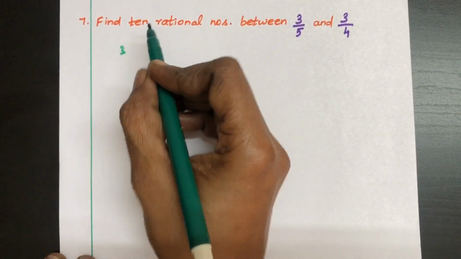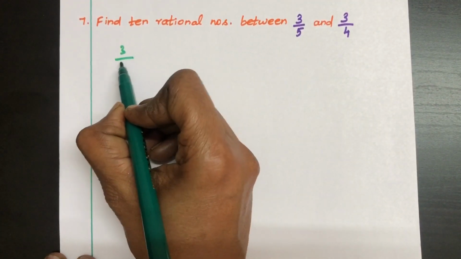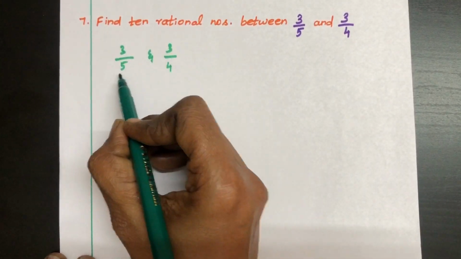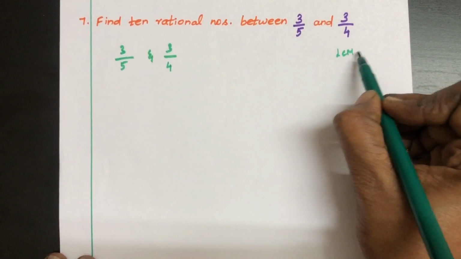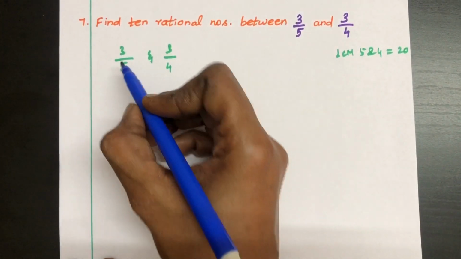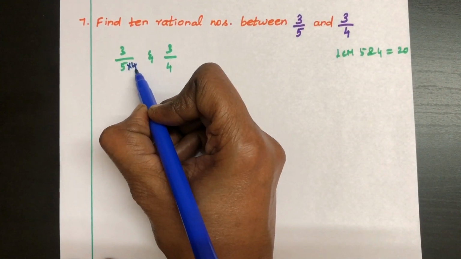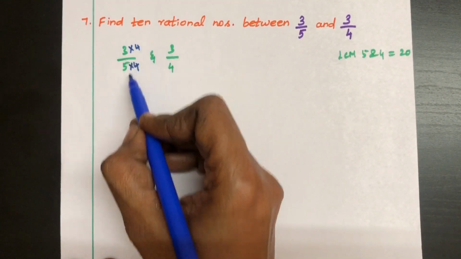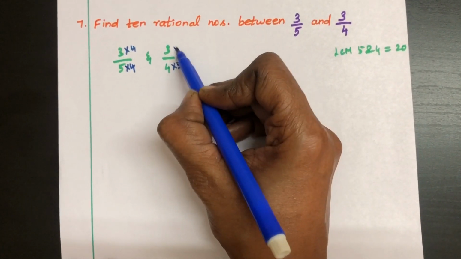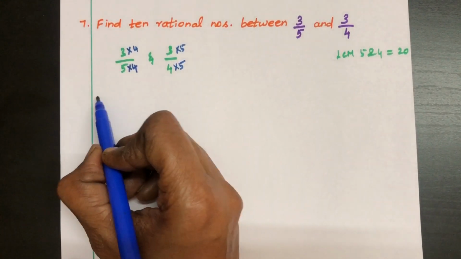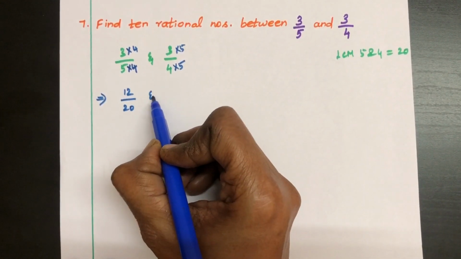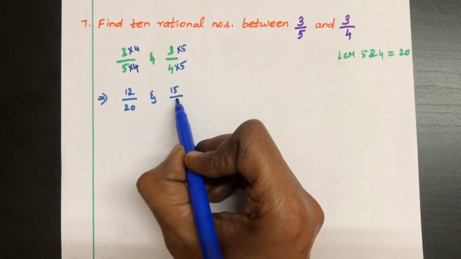Find 10 rational numbers between 3 by 5 and 3 by 4. So what is the LCM of 5 and 4? It gives us 20, correct? To make the denominator 20, we need to multiply the first fraction by 4 and divide by 4. Here multiply by 5 and divide by 5. So this gives us 12 by 20 and 15 by 20.